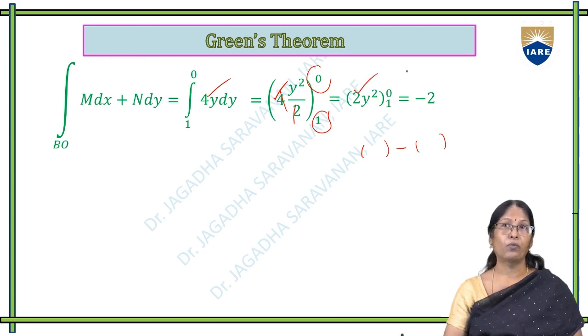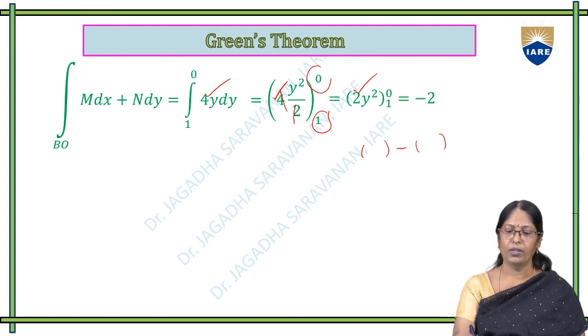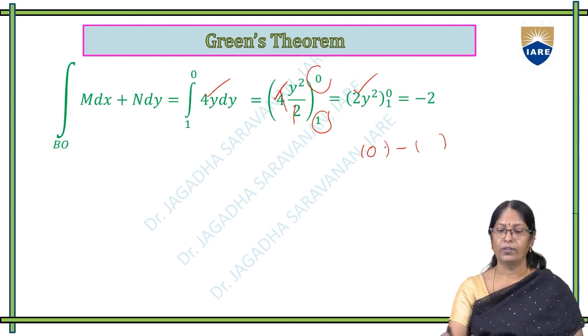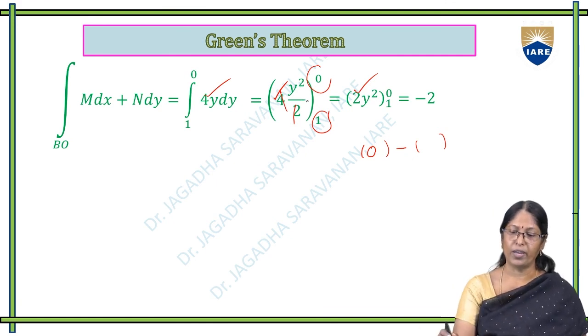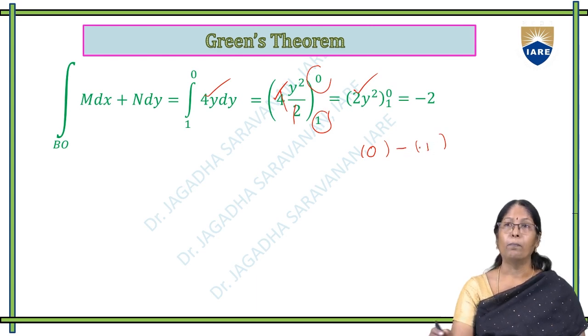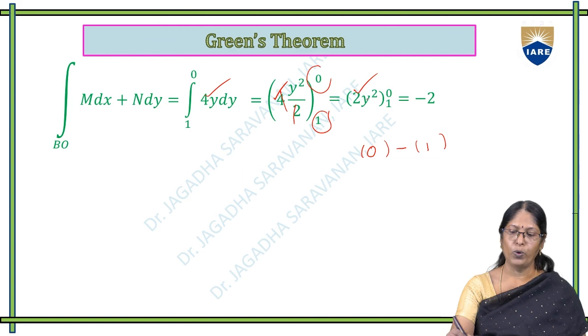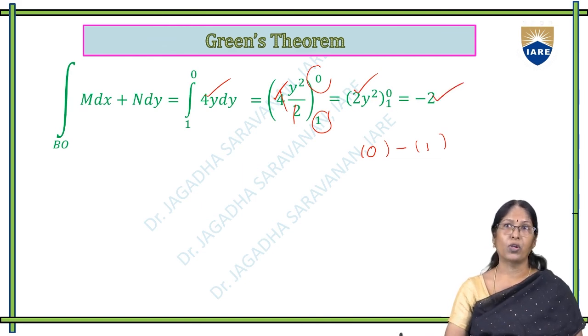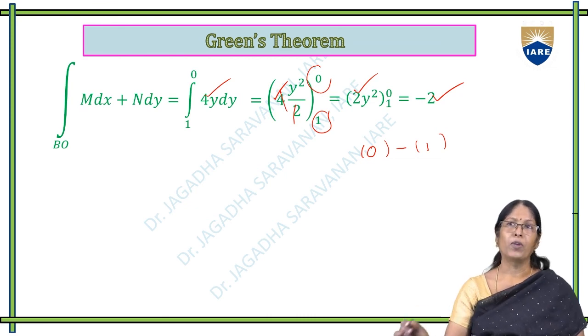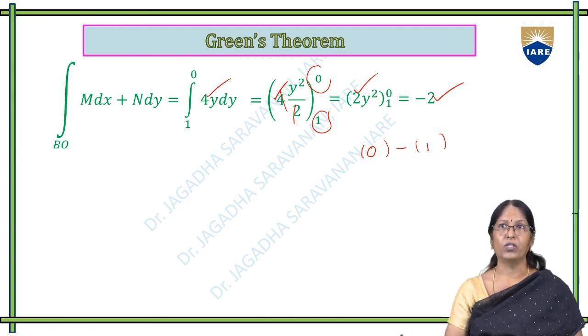Now in the place of y, if we substitute the upper limit 0, the value is 0. Then the negative sign, and if we substitute 1, here we already have 2, and here 1, that is minus 1. 2 into minus 1, we got the result in the direction from B to O. We obtained the result minus 2.